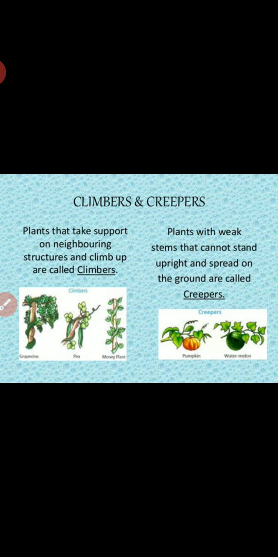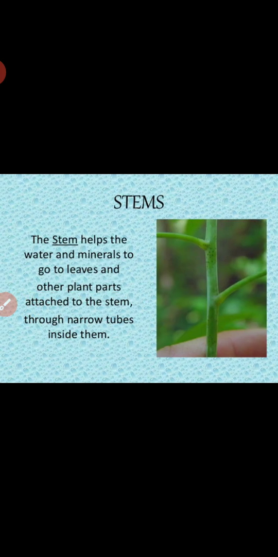Okay. Then we have some climbers and creepers. So plants that take support on neighboring structure and climb up are called climbers, and plants with weak stems that cannot stand upright and spread on the ground are called creepers. Okay. Then we have also seen the types of stems.